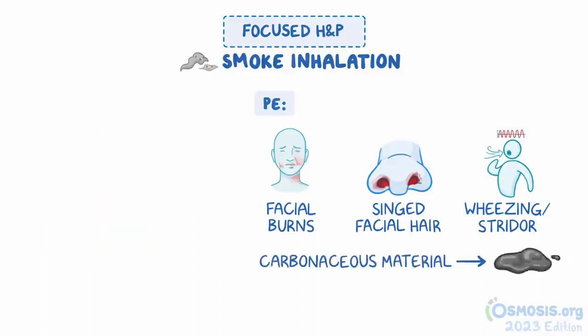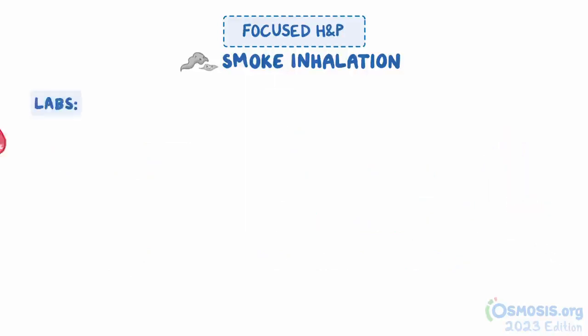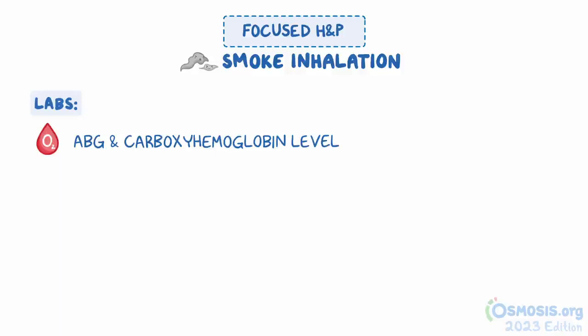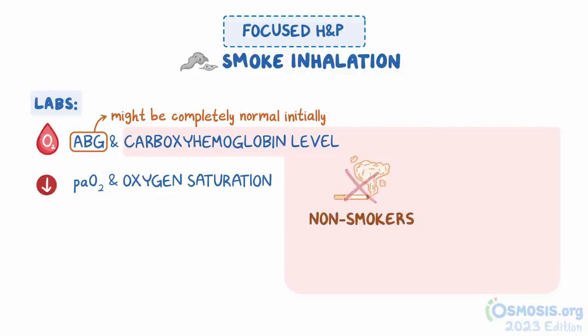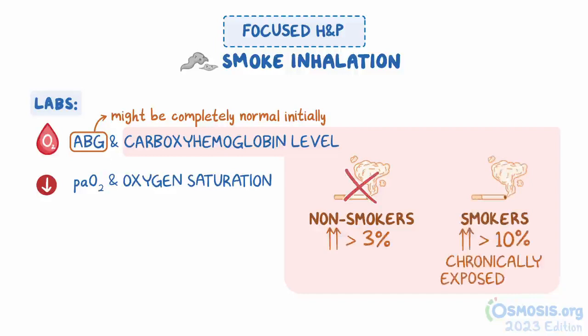Once you suspect inhalation injury, you should obtain labs, including an ABG and carboxyhemoglobin level. Findings may include decreased PaO2 and oxygen saturation. However, ABG might be completely normal initially. When it comes to carboxyhemoglobin, in non-smokers with inhalation injury, it might increase over 3%. However, in smokers, these levels might be greater than 10% since they are chronically exposed to carbon monoxide from tobacco smoke.